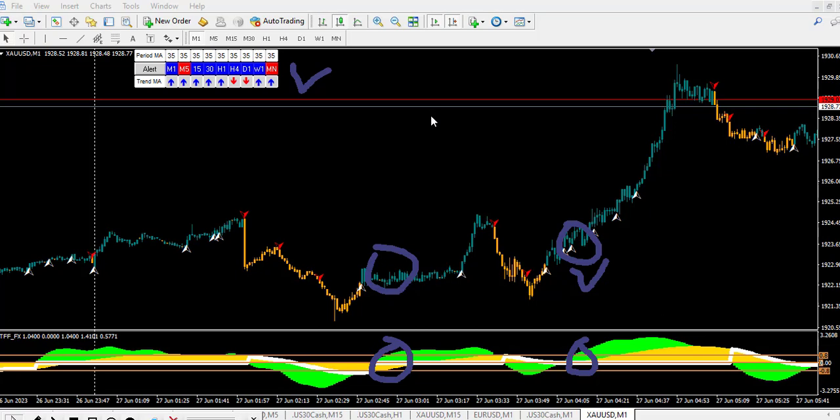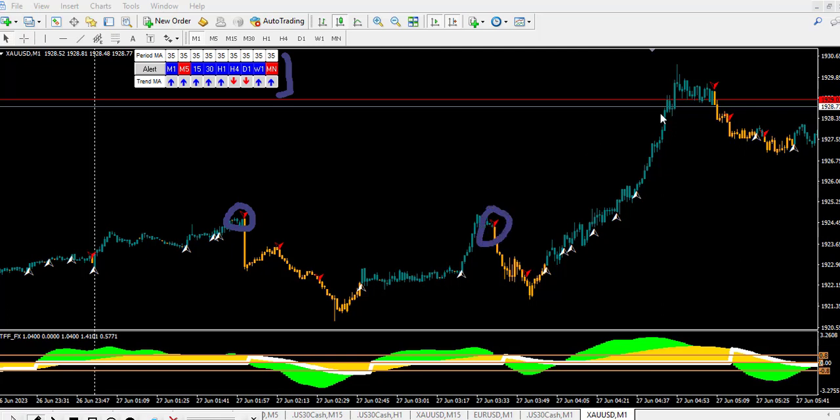you follow the rule. Make sure most, if not all, the time frames here are blue for a buy and red for a sell. So if all the time frames are red, then you only take sell trades, the sell signals that will be generated with this indicator. But if they are all blue, then you only take a buy trade and nothing more.